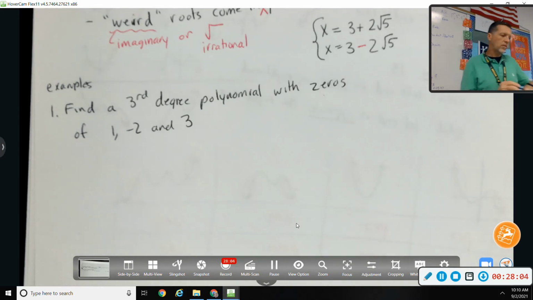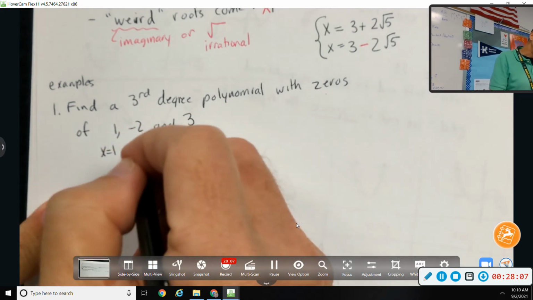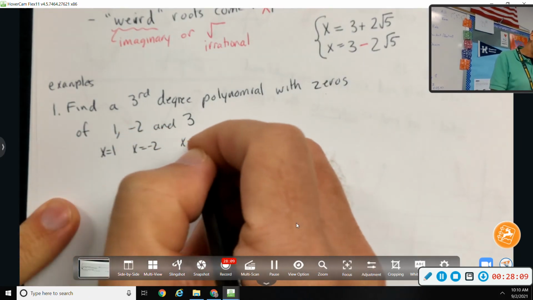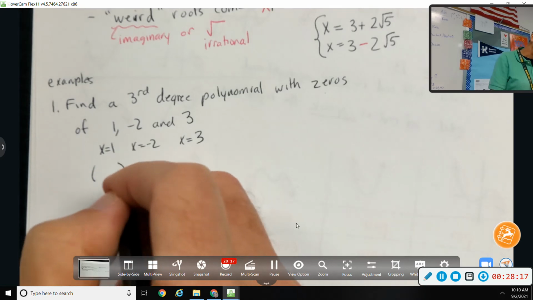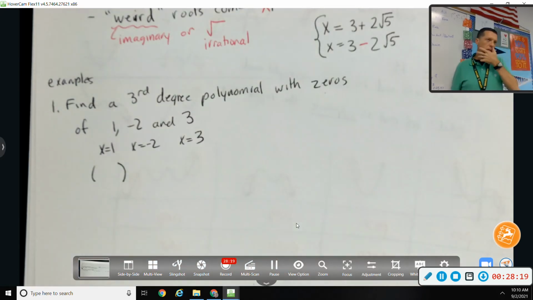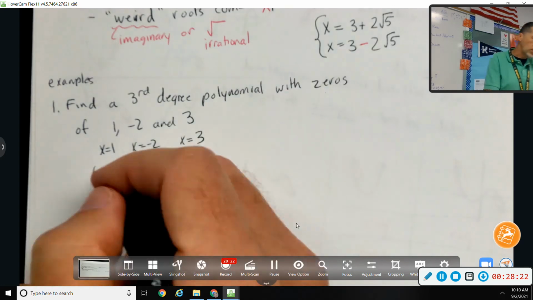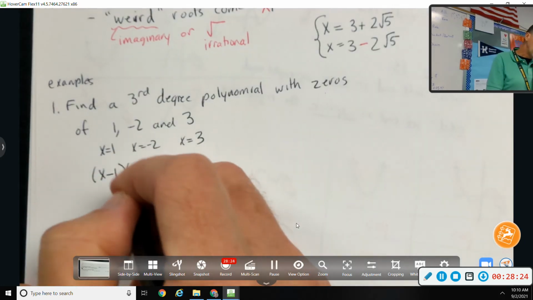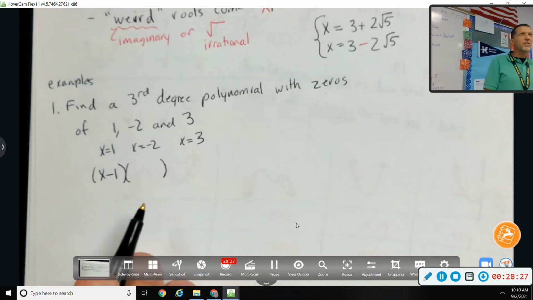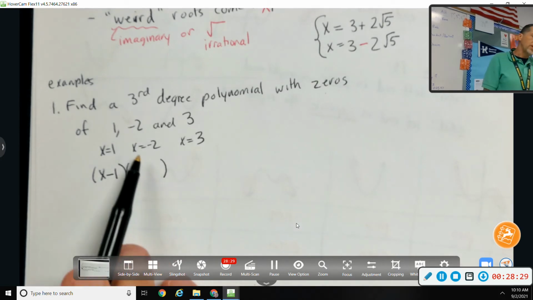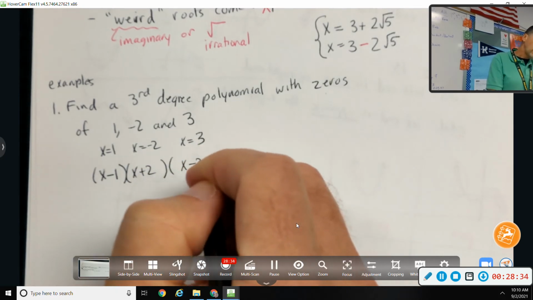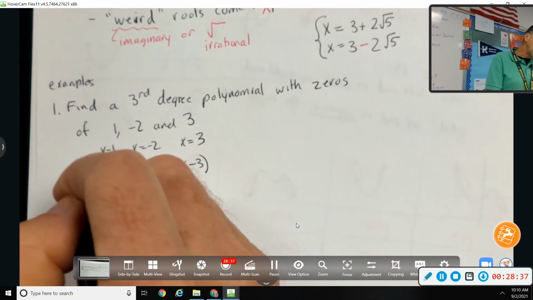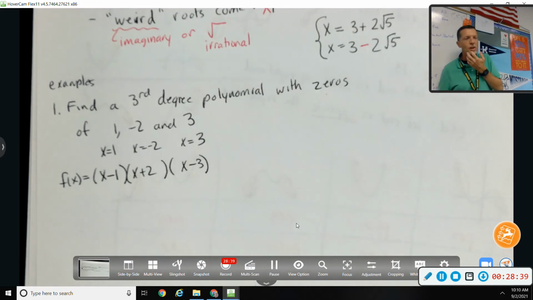Because if x equals 1 is a root, and x equals -2 is a root, and x equals 3 is a root, what factor would have led to x equals 1 being a root? X minus 1. So you have to think backwards a little bit. If x equals -2 is a root, what was the factor that led to that root? X plus 2 and x minus 3. And we want to make it an equation, so don't just leave it the factors there. Put f of x equals on that.